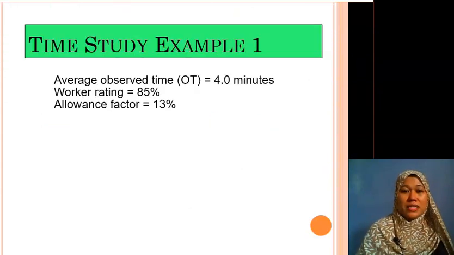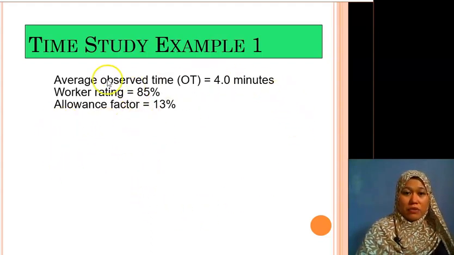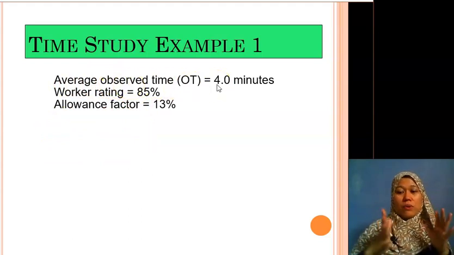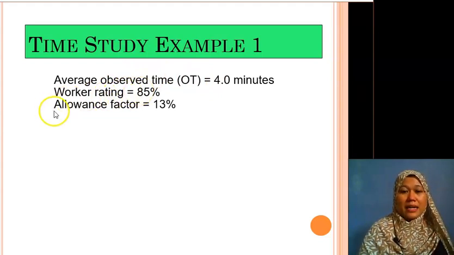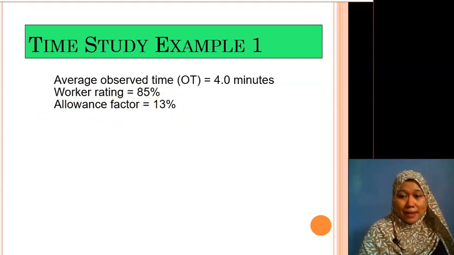Okay, these are the examples. We look at the first time study example. For this, they give you the average observed time already, 4 minutes, maybe for one process. The worker's performance rating is 85%, and the allowance factor is 13%, which includes the break time and toilet break time.